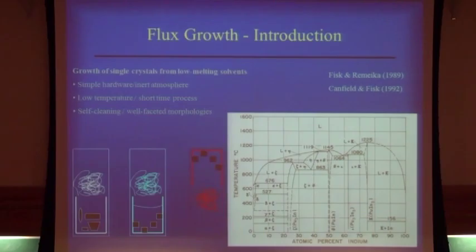Very frequently, you can get very nice self-cleaning and well-faced morphologies. So actually what you do, you have your elements, you seal, you put inside a crucible, and you have a quartz wool here, and you seal inside a quartz tube. Your elements have a certain stoichiometry, and you have your flux that can be part of the material also, so that's self-flux, or it can be a different one.